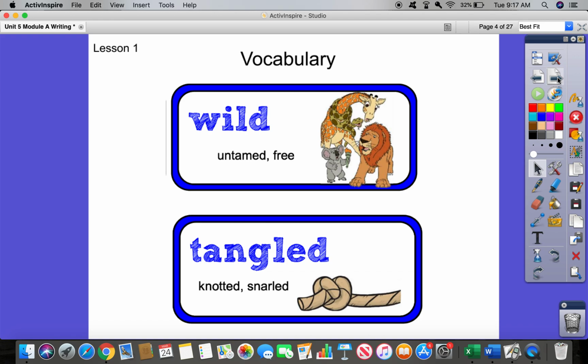The vocabulary for lesson 1: wild means untamed or free, right? So for example, we could find wild animals in the woods and the savannah. So it's any kind of animal that's not kept as a pet. Tangled means knotted, right? If you think about your shoelaces, if they get tangled up, it's hard to untie.